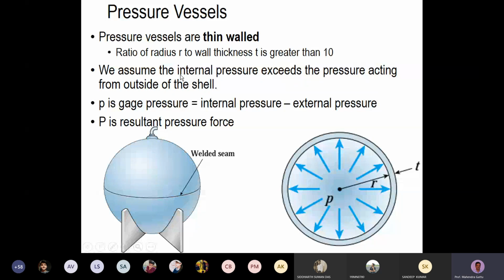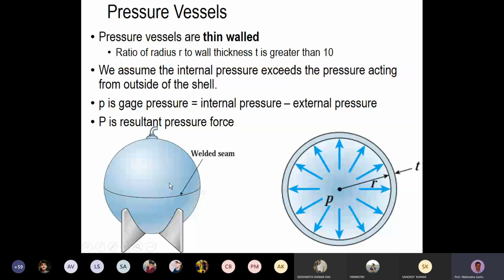Here what we are assuming is the internal pressure is exceeding the external pressure. So the net pressure will be outward. The net pressure p is shown here. It is called the gauge pressure, and it is the difference between the internal pressure minus the external pressure.